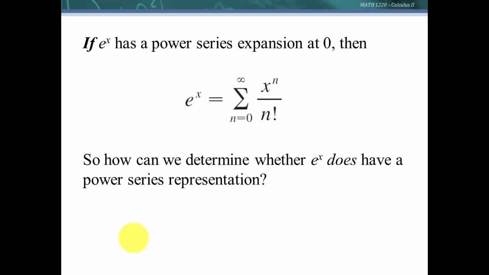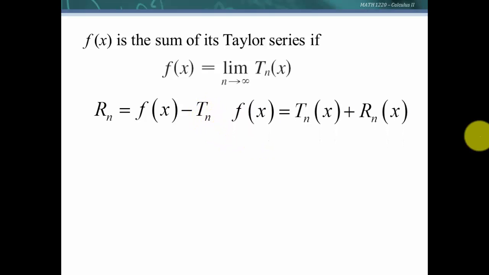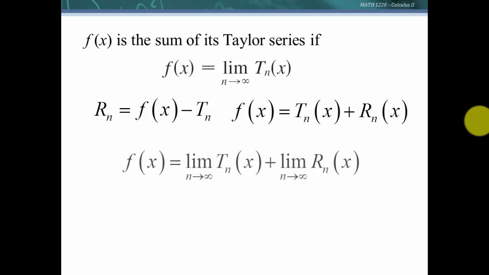So the big if: if it has a power series expansion at 0, then this is what it would be. But how do we determine whether it does? Well, we would know that a function is the sum of its Taylor series if the function equaled the Taylor polynomials as we let n go to infinity. So let's explore this idea. We know that the remainder is the function minus the nth degree Taylor polynomial. We could take this and we could solve it for the function. So the function is going to equal the nth degree Taylor polynomial plus this remainder.